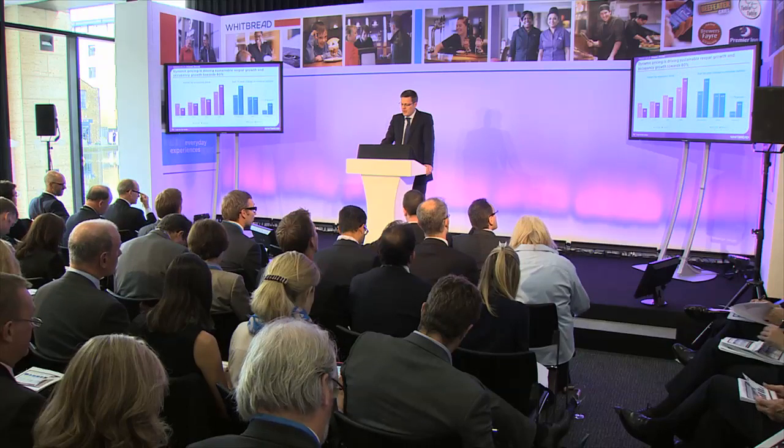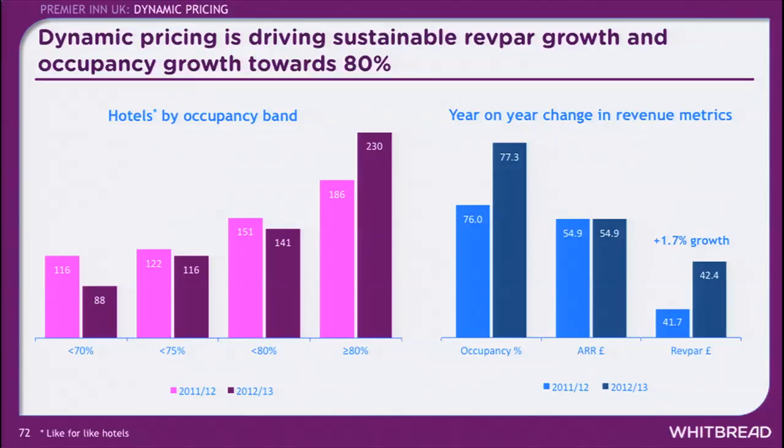The deployment of dynamic pricing has helped us drive RevPAR growth and support that drive to 80% occupancy. We've done this by driving volume in our lower occupancy sites through targeted rate investment. As you can see on this chart, in the last 12 months, we've reduced the number of hotels operating at occupancy levels below 70% from 116 hotels to 88 hotels. At the same time, we now have 230 hotels operating at over 80% occupancy versus only 180 hotels for the prior year. The net effect of this is we've driven our occupancy and our RevPAR over the last 12 months whilst holding our rate.